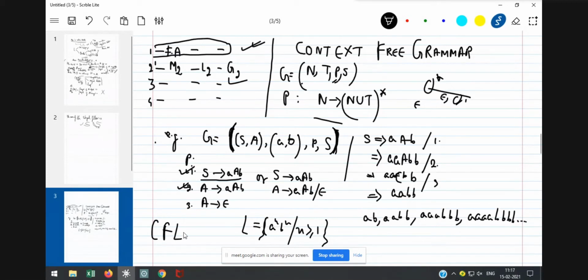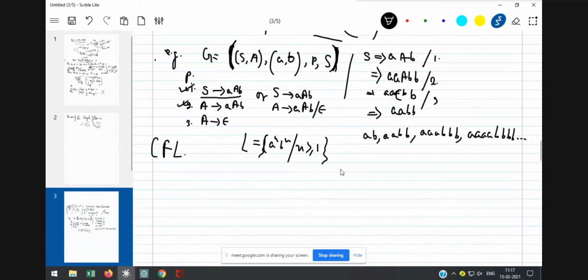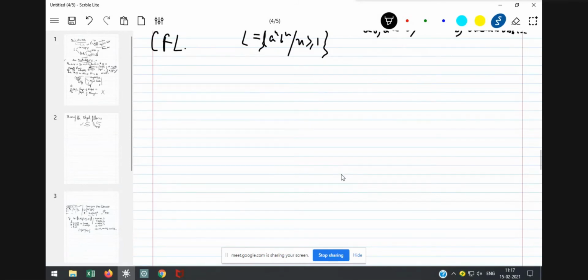Now let me take another example. Example number 2. Construct the grammar for (a+b)*, this one. Okay, construct the context-free grammar for this regular expression. How do we construct a context-free grammar for the given regular expression?